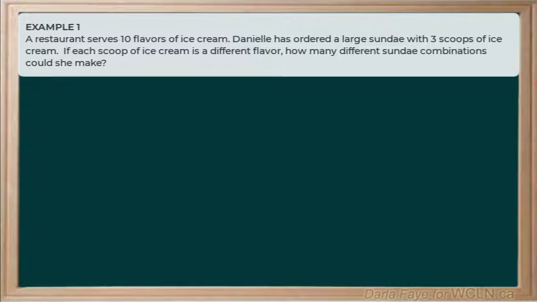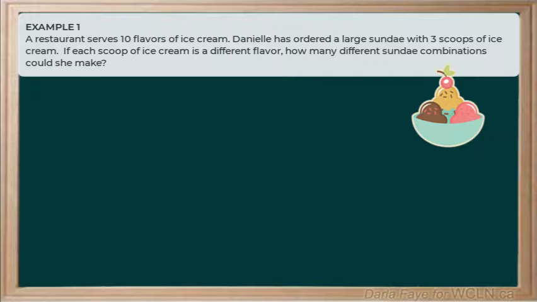All right, let's dig into an example. It says, a restaurant serves 10 flavors of ice cream. Danielle has ordered a large sundae with 3 scoops of ice cream. If each of her scoops is a different flavor, they want to know how many different ice cream combinations Danielle could make. So just as per usual, let's start by identifying our total number of objects.